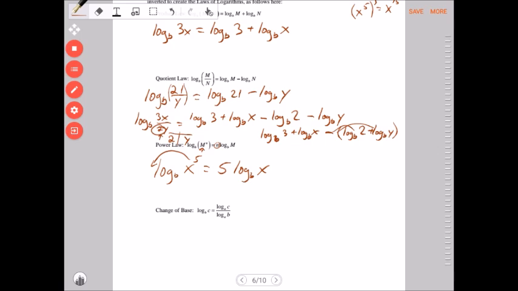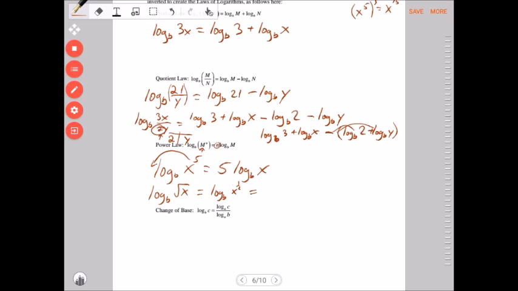One of the things that comes up a lot in these is square roots. Now remember, a square root is just a fractional exponent. So this is really just log base b of x to the half.